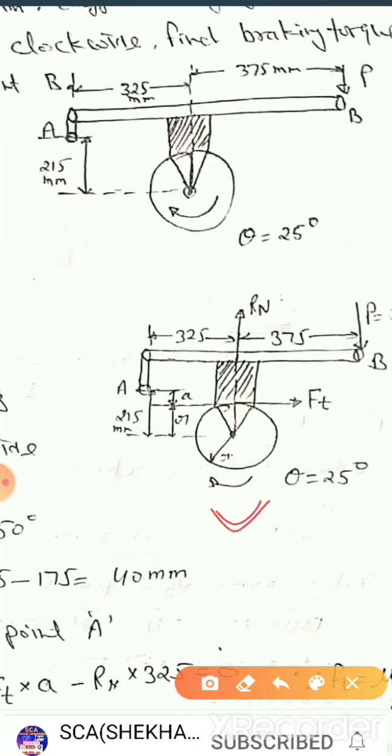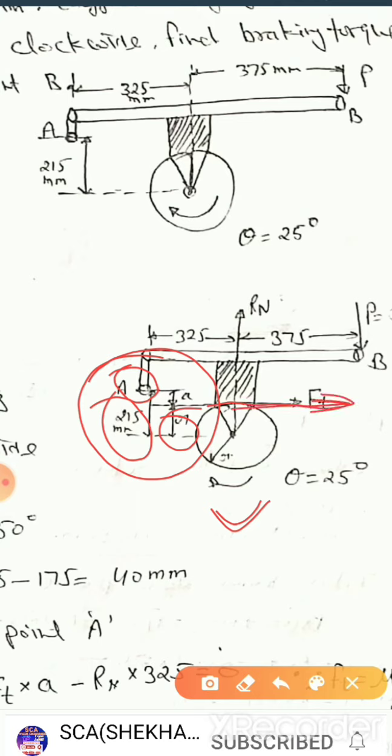Now see in this figure, please see in this circle. Here 215 is this, and R is smaller than 215 mm. So here is a distance between point A and the direction of motion of the tangential force. We have assumed this distance as small a.